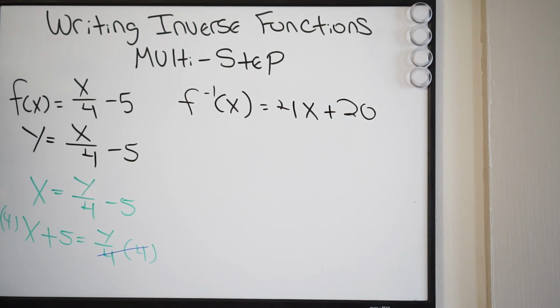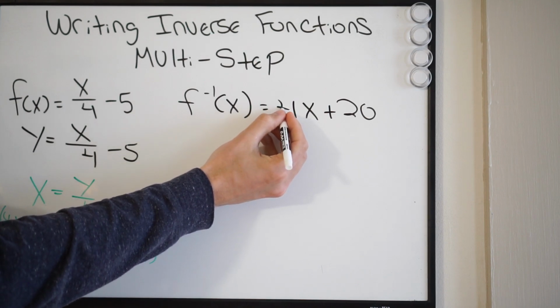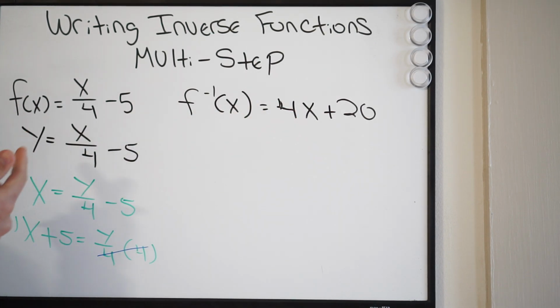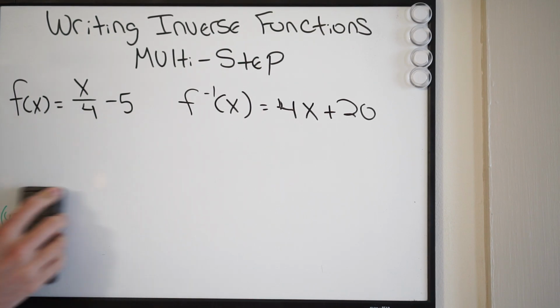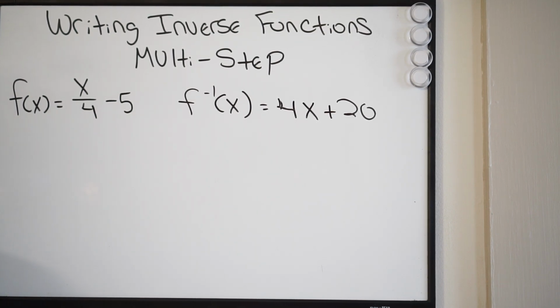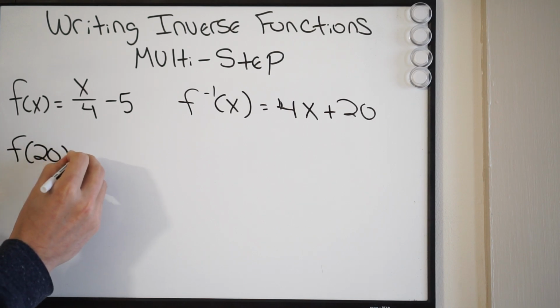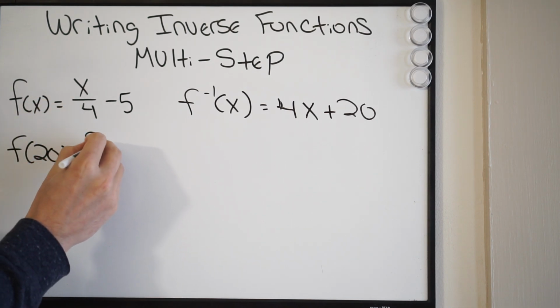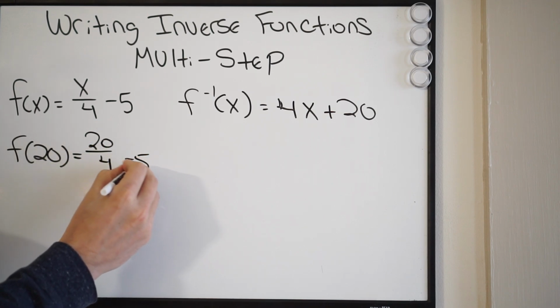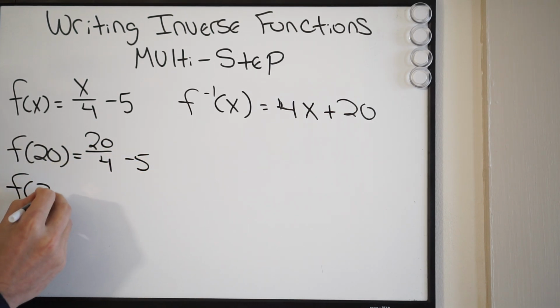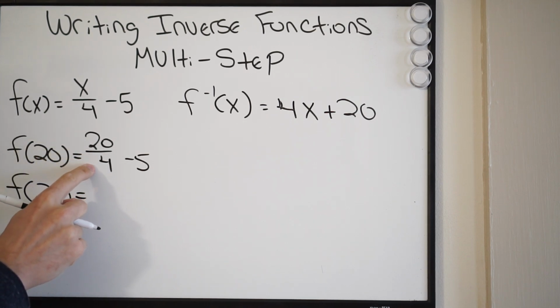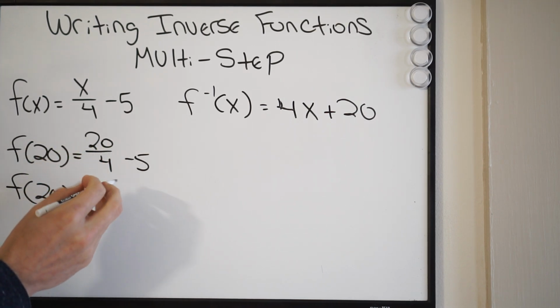Now we want to check our work to make sure that this is in fact the inverse. All you're going to do here is pick a value for x. It doesn't matter. So, for example, I'll pick 20 here. I'm going to plug a 20 into our original function. So f of 20 is 20 divided by 4 minus 5. 20 divided by 4 is 5. 5 minus 5 is 0.